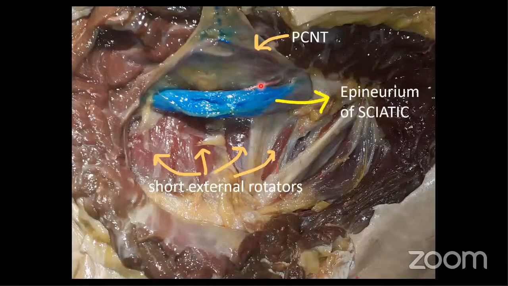And when I remove the epineurium, you can see that this is the epineurium of the sciatic nerve. Now you can see the latex, which is exposed.